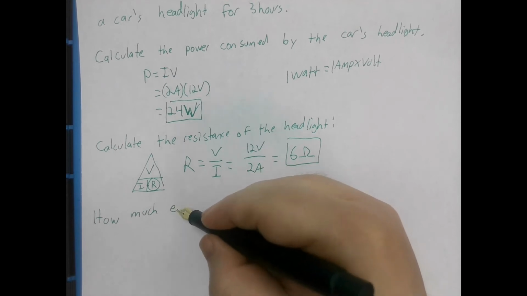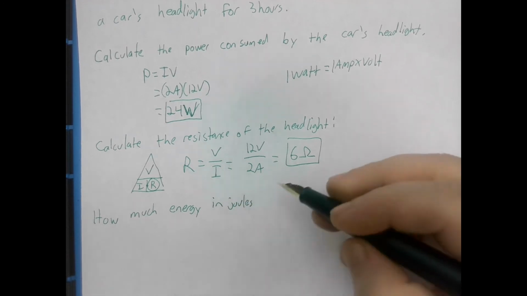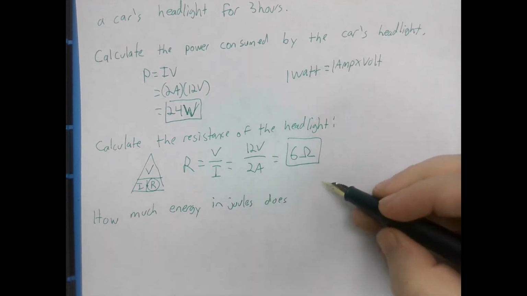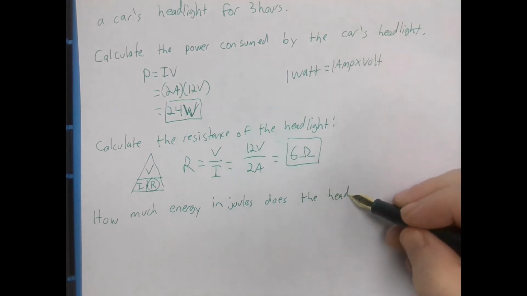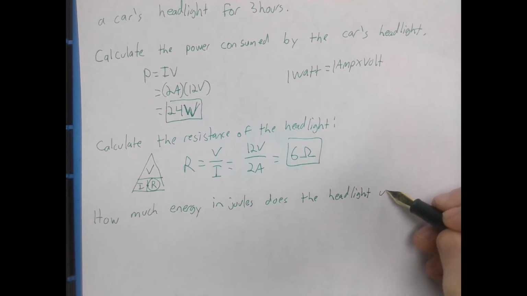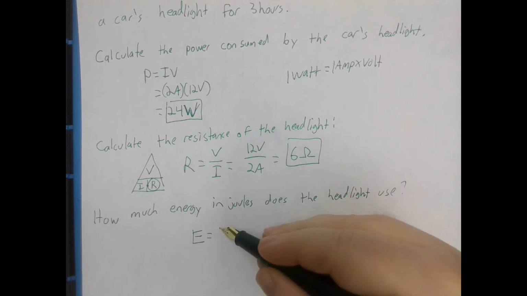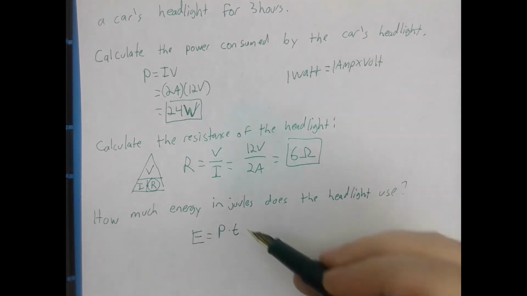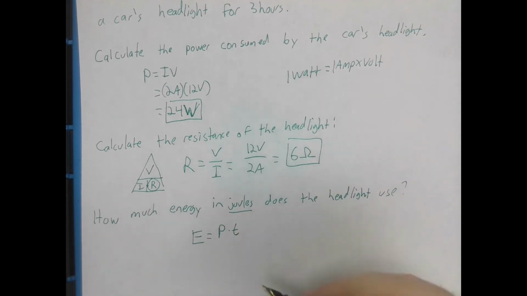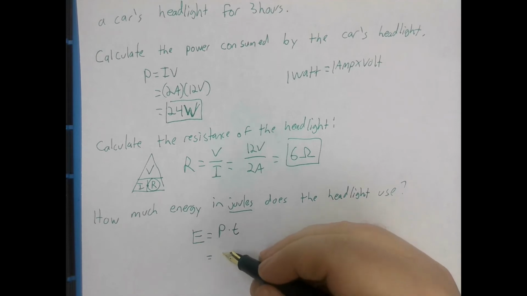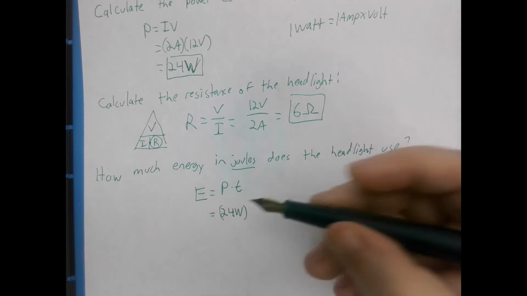How much energy in joules does the headlight use? Energy is equal to power times time. We want it in joules, so we want this in watts, and that's in seconds. So we calculate the power. The power is 24 watts.